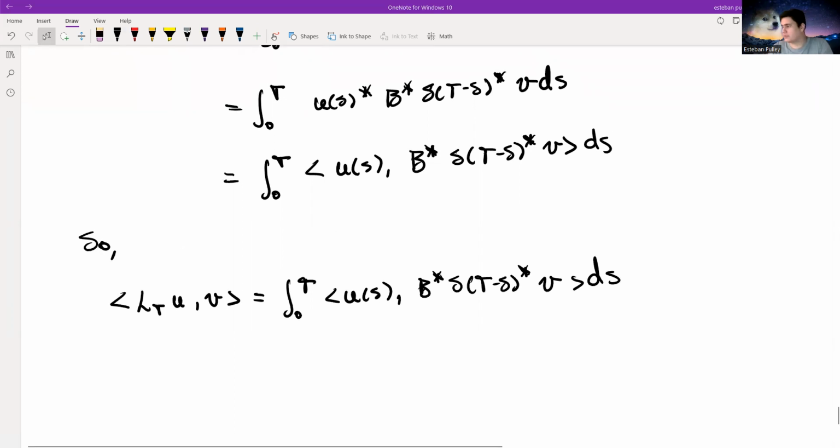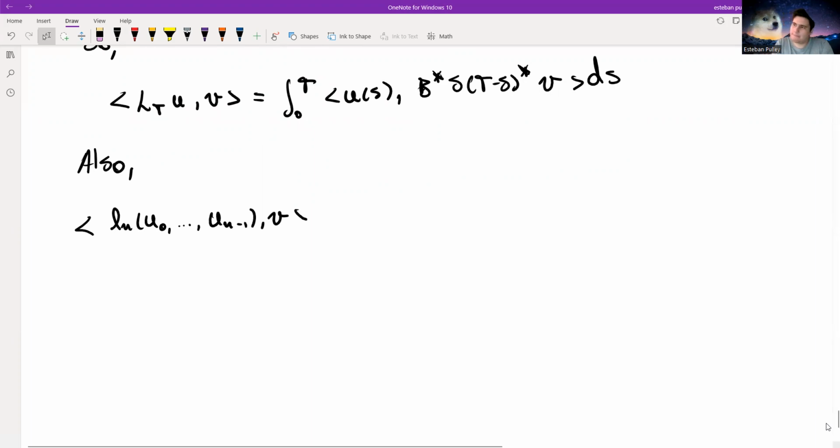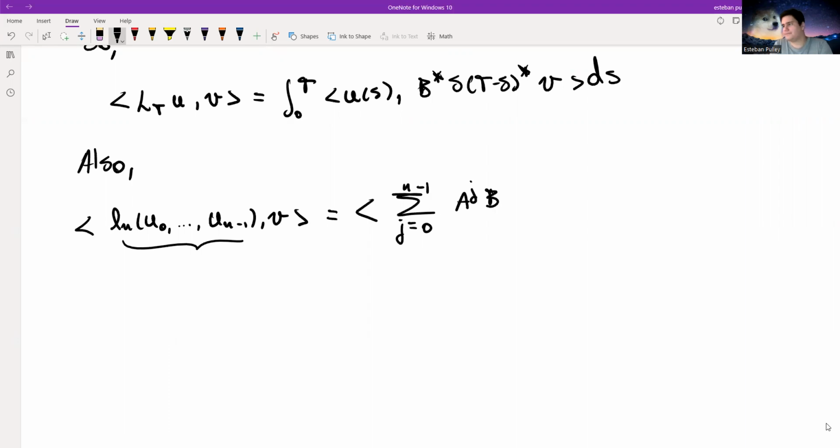Also I want to show you another remark, now considering the Lm function. The inner product of Lm evaluated at u0 until un minus 1 and B is equal, by definition of this operator, to the inner product of the sum from j equals 0 to n minus 1 of A to the power of j B uj with B. And I can take the sum out of the inner product, so I have the sum that goes from j equals 0 to n minus 1 of this.